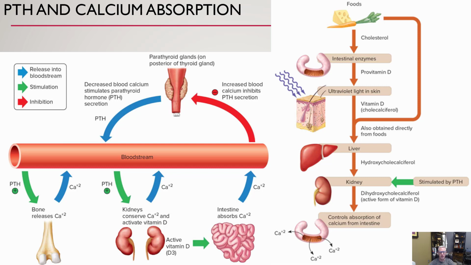And if you remember from the skeletal system chapter, if we have hypercalcemia, or too much calcium in the blood, the thyroid is going to sense that the calcium is too high. The thyroid is going to essentially release calcitonin, and in the bones, we're going to deposit calcium, and the blood calcium levels are going to go down.